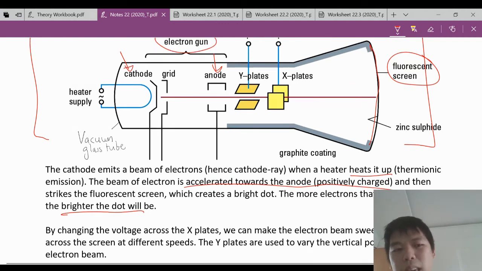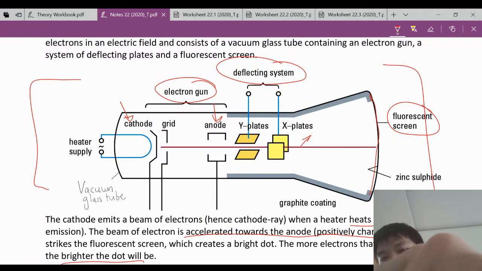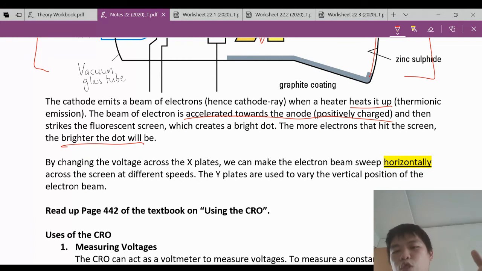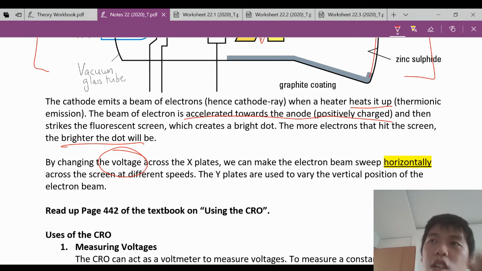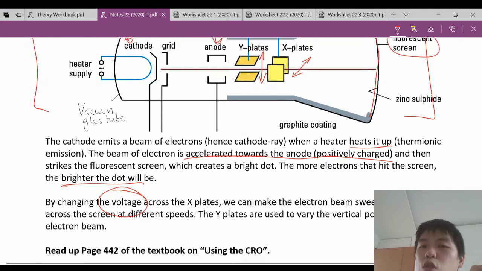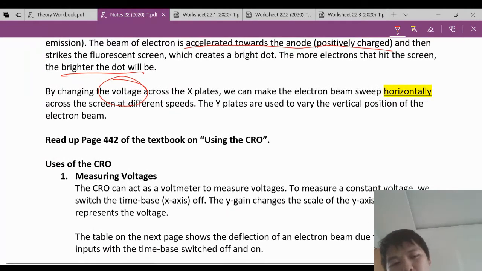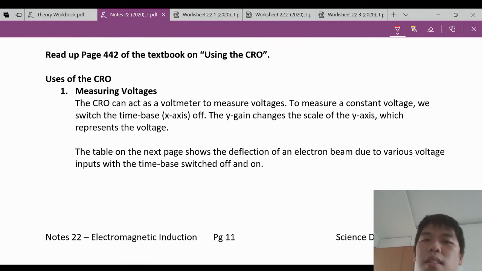There are two plates. The X plate allows the electrons to move in the X direction. The Y plate causes the electrons to move in the top-down direction. So we can allow the electrons to sweep horizontally using the X plates by changing the voltage, or we can allow them to move using the Y plates by varying the voltage on the Y plate. When you change the voltage, you change the electric field, so you can deflect and manipulate the electrons. To find out more about using the C.R.O., or cathode ray oscilloscope, you can read up your textbook on page 442.